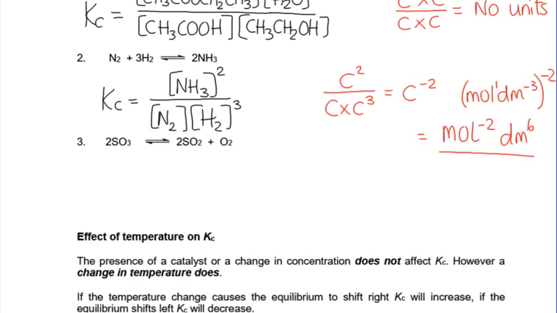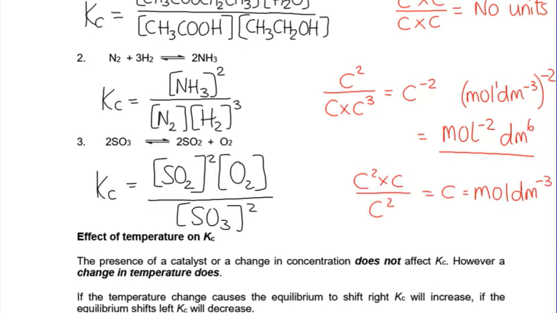Have a go at this last one, see if you can work it out. So you should have got sulfur dioxide squared times oxygen over sulfur trioxide squared. We've got 3 lots of concentration on the top and 2 on the bottom, so we just have the units of concentration. There are many, many more of these in your study pack that you can use to practice.